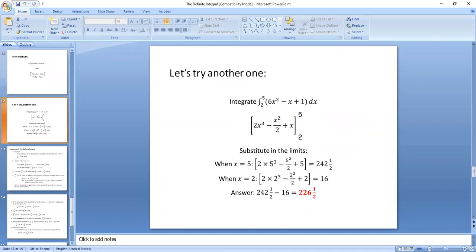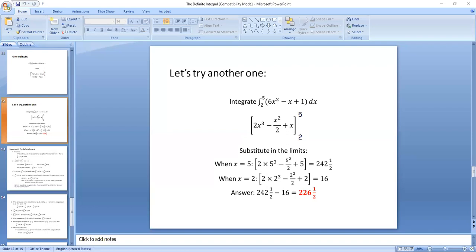So another one in here, that to project, that way it would appear bigger. You're given 6x squared minus x plus 1. You're going to integrate this based on the properties. You are to integrate piece by piece. So this would be 6x cubed over 3. So that would give you 2x cubed. This becomes x squared over 2, and this becomes x. You are not yet done because you still haven't substituted the limits 2 to 5. Now, when you substitute the limits, so you have 2 times 5 raised to 3 for this, minus 5 squared over 2 plus 5. Your answer for that is 242 and a half.